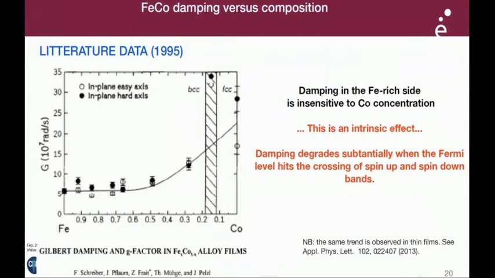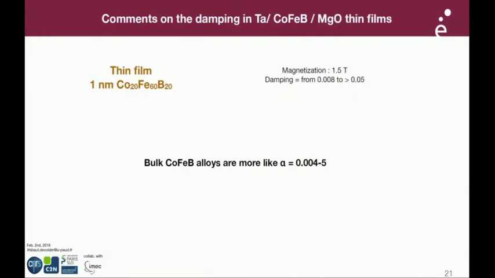It's well known for years now, this was before I started my PhD, so it's old data, that if you look at the damping in iron-cobalt binary alloys, if you stay below 50% of cobalt, the damping is very good and very similar to the one of pure iron. While if you enrich too much in cobalt, indeed the damping is increasing. And this is an intrinsic effect, and this is also something that was measured in thin film. So that's an intrinsic picture, a picture of intrinsic damping.